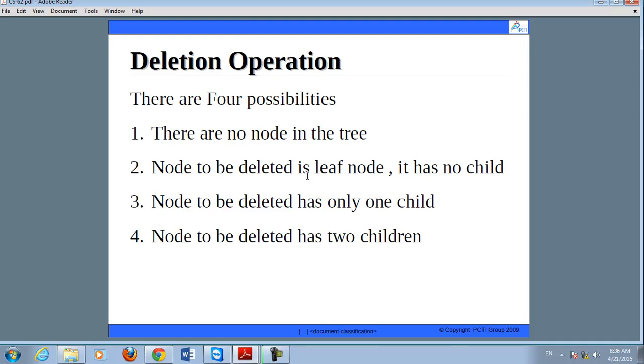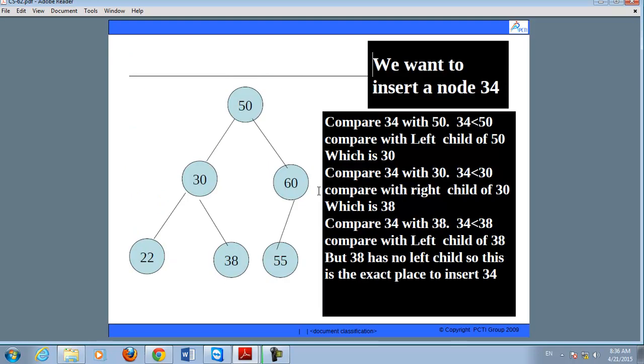Now if you perform the deletion operation, if we talk about this tree, if you want to delete 55, then it is simple, because 55 doesn't have any child, then you can easily remove the 55 from the tree. We simply remove it, because it doesn't affect the remaining tree.